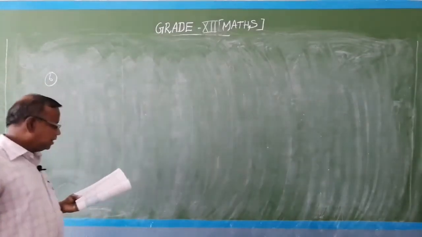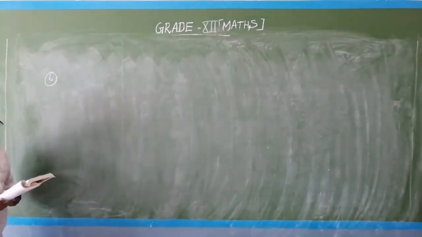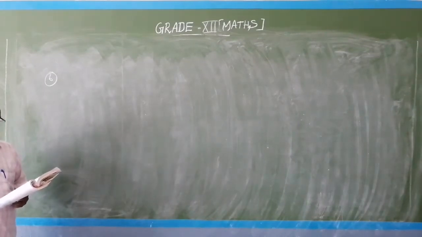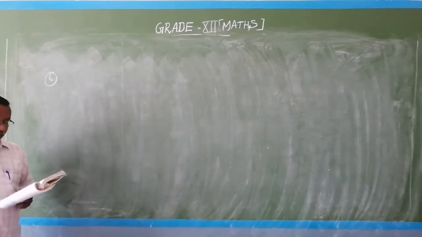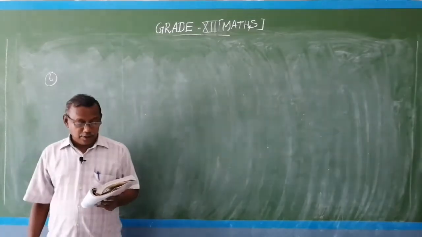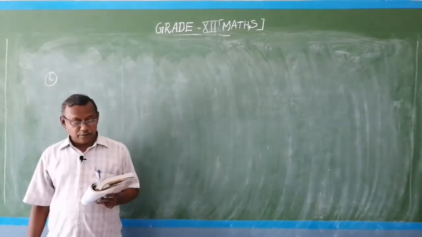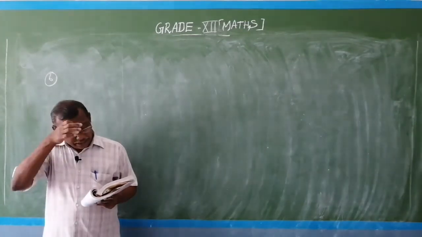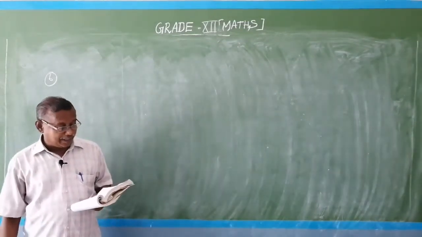Now, problem number 6. We are given two lines. The lines (x minus 1) divided by minus 3 equal to (y minus 2) divided by 2k equal to (z minus 3) by 2, and (x minus 1) divided by 3k equal to (y minus 1) by 1 equal to (z minus 6) by minus 5 are perpendicular. We are given the condition that these lines are perpendicular. Find the value of k.